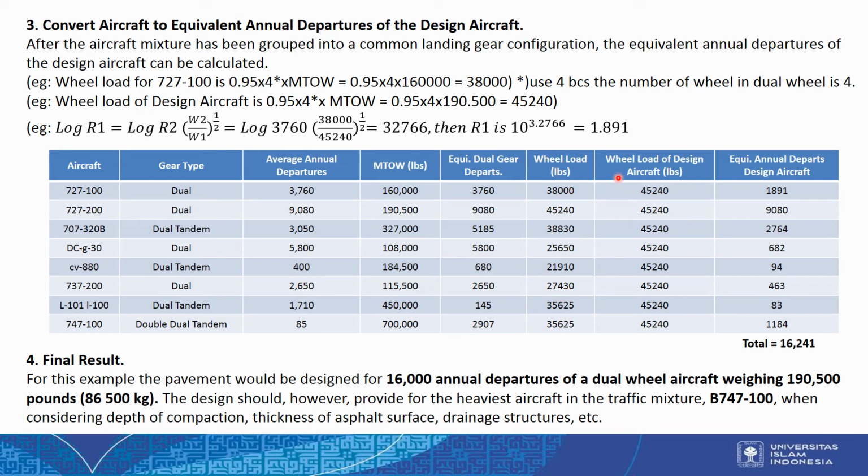The next is to calculate the wheel load of design aircraft. We use the same equation as the wheel load, but the difference is the MTOW here is from the design aircraft. Because the design aircraft in this example is 727-200, with the MTOW here, we just put in the same amount like this, and we will get this number here. All of this is the same because the design aircraft is the same.